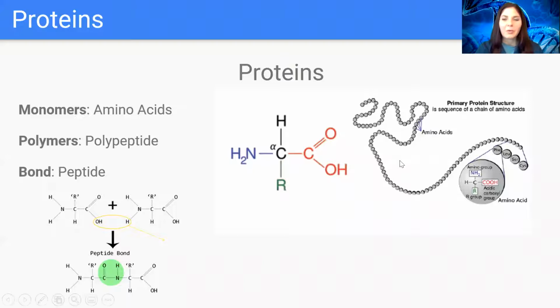So first of all, the monomers of proteins are amino acids, and the polymers are the polypeptide chain or the protein itself. Now the type of bonds that link those amino acids together are called peptide bonds. And together, if we're pretending that each one of these guys is an amino acid, we call this a polypeptide chain.